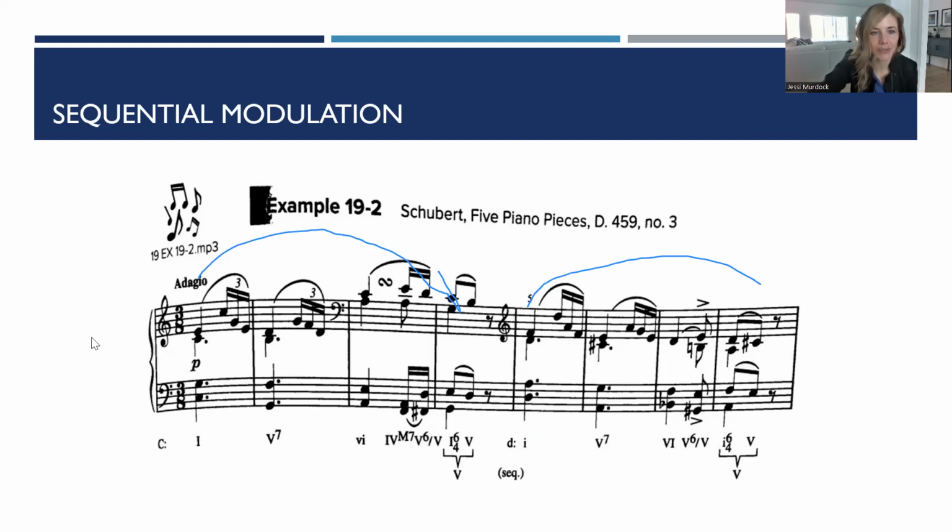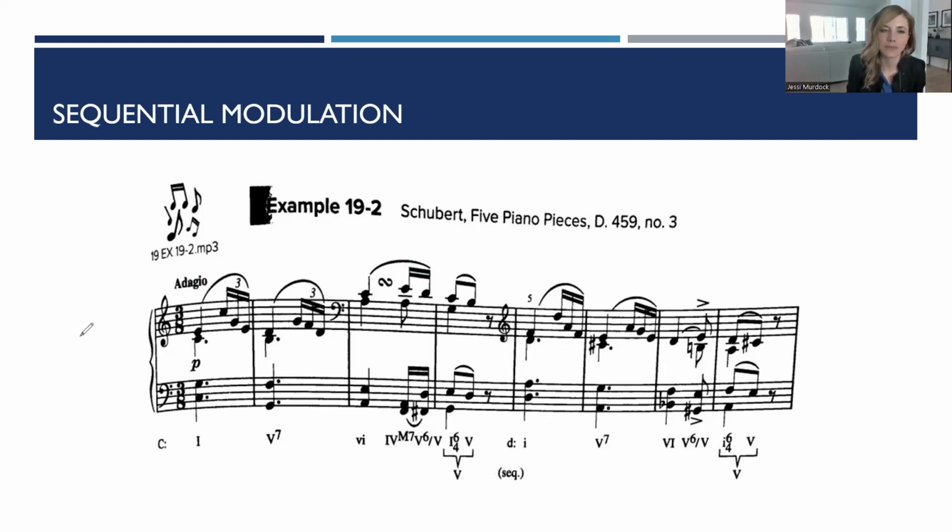So here's what it sounds like. Same sound, but in D minor.